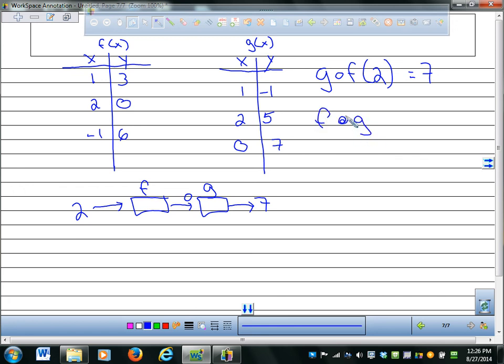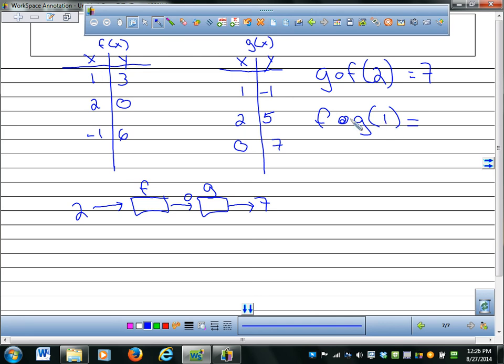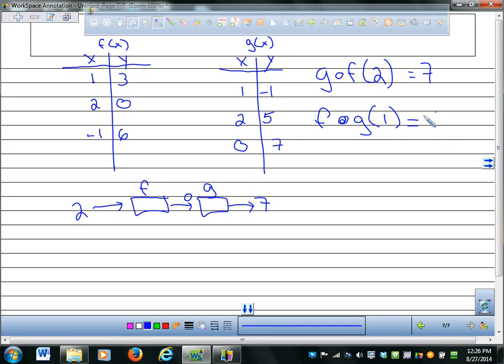Okay, what's f of g of 1? Oh, who did that so fast? Very good. F of g of 1 is 6. In this case I go to g first. I take 1 and get out negative 1. Then I take that answer and plug it into f, and when I plug in negative 1 into f, I get out 6. You guys get that? That's really good conceptual practice.